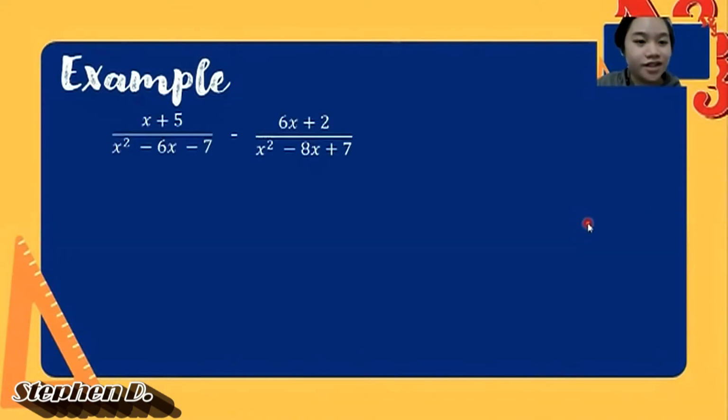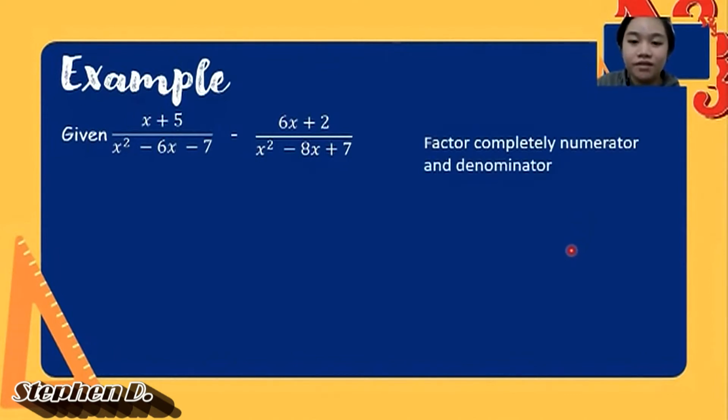So here we have our example. x plus 5 over x squared minus 6x minus 7, minus 6x plus 2 over x squared minus 8x plus 7. So, factor completely the numerator and the denominator.